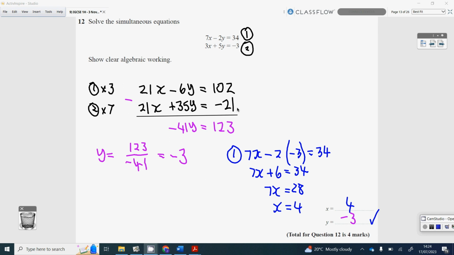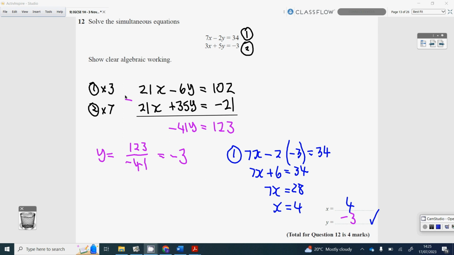So I've achieved my first goal. I've lined up my x's. Now to eliminate them, I'm going to subtract my second equation from the top one. There's no point me adding them. 21x add 21x would be 42x. My x's haven't disappeared. No good to me at all. So I'm going to subtract one equation from the other. 21x take away 21x is nothing. That's the whole point. I've got rid of one of my variables.